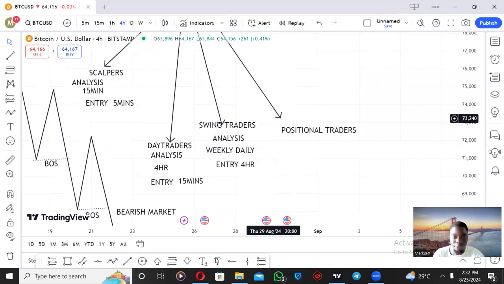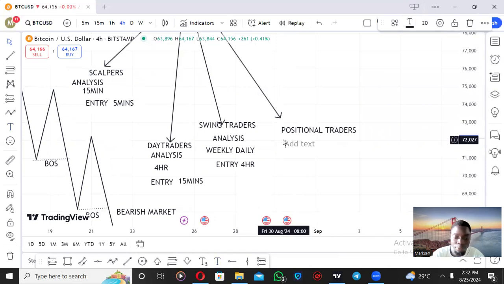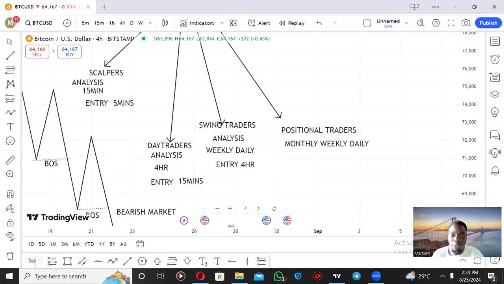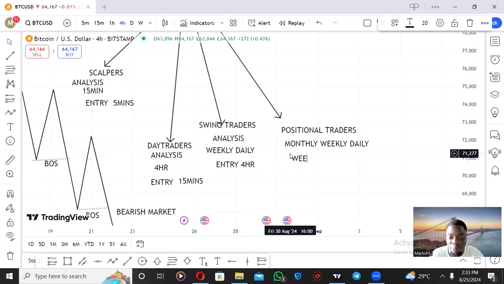For positional traders, sometimes the analysis is done on the monthly, weekly, and daily time frame. And then they enter, sometimes most of them enter on the weekly, but like me, I like entering on the weekly. Or they can move to the 4-hour and leave their trade there.